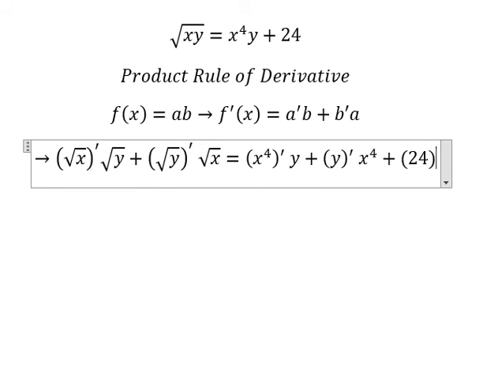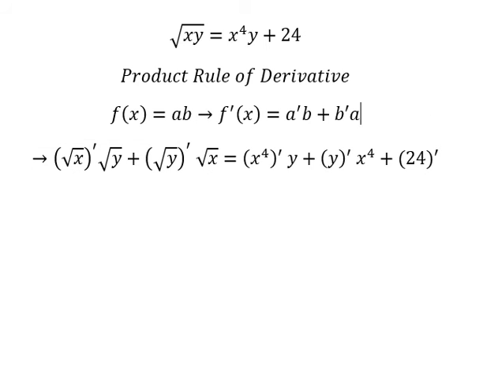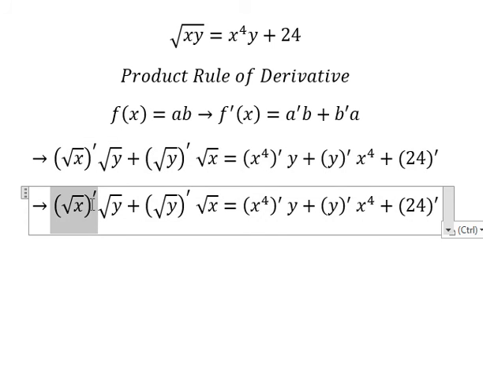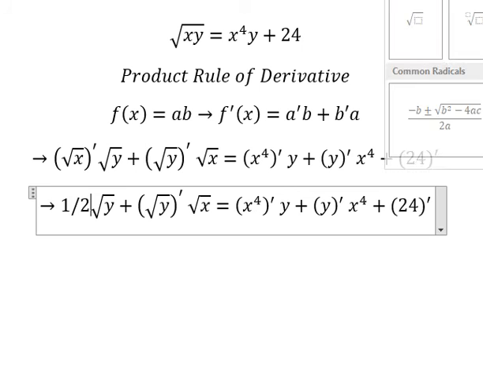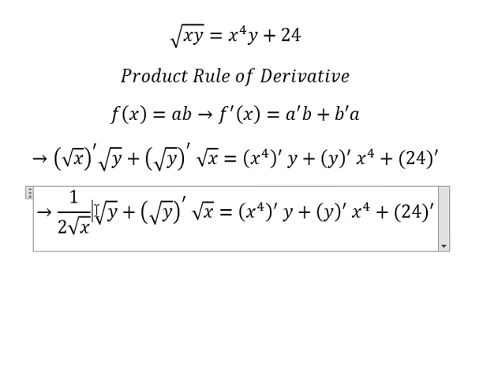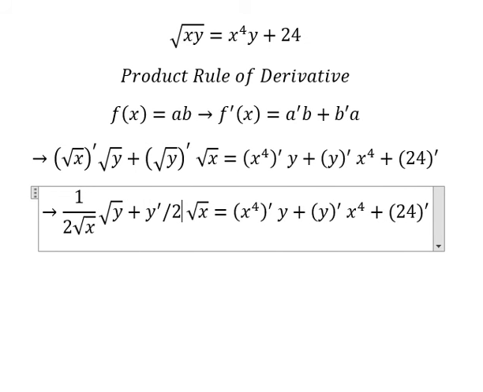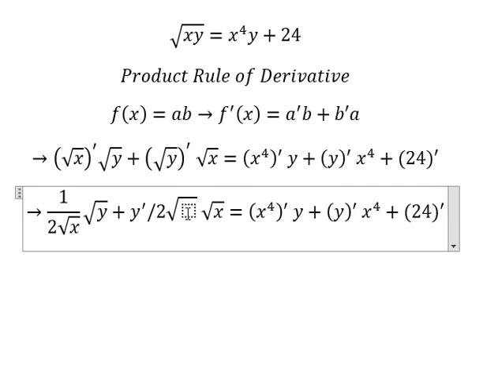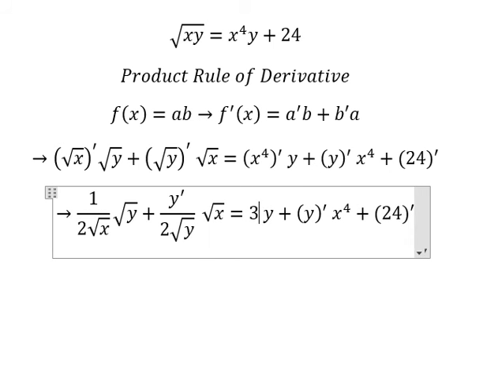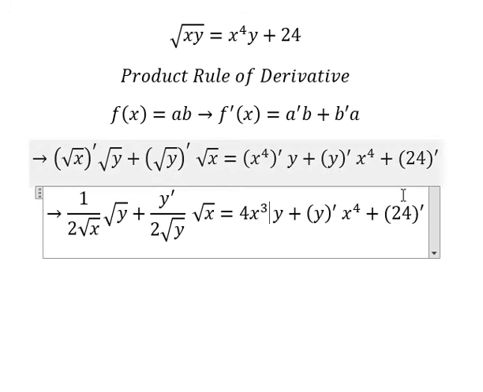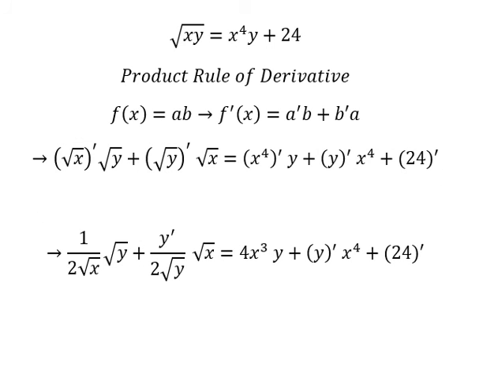Next, that's about number 24. This one, we have 1 over 2 with the square root of s. This one, because we have y in here, so we have the first derivative of y over 2 with the square root of y. This one, we have 4 s to the power of 3. We apply the power rule in here.